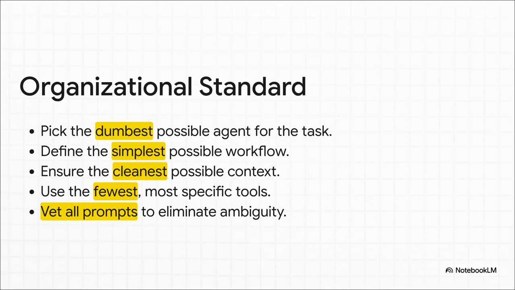The only real solution here is to set up an organizational standard. This just means everyone agrees to a set of best practices. Things like always picking the simplest agent for the job, defining the simplest workflow, making sure the context is clean, using the fewest tools, and making sure all prompts are checked for ambiguity. This is how you create a sustainable, manageable ecosystem of agents that people can actually rely on.